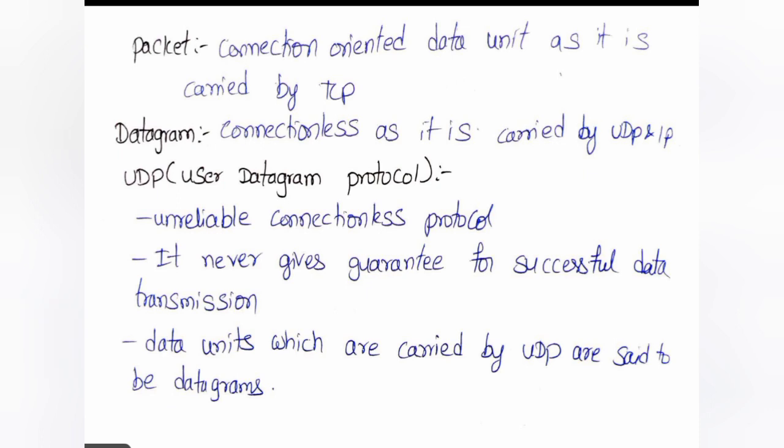So the next one is UDP. Before going to UDP, let us see the difference between packet and datagram. A packet is a connection-oriented data unit as it is carried by TCP, whereas a datagram is connectionless as it is carried by UDP and IP.